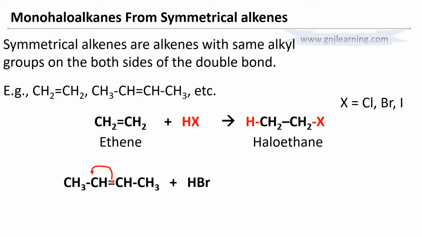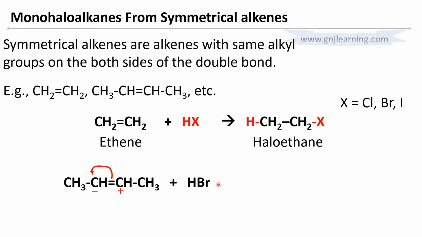If this pair of electrons is moving onto this carbon, what happens? This carbon will now be negatively charged, which we call a carbanion. And what happened to this carbon? This will become positively charged. So I will write it here. Once this electron pair moves onto this carbon, this will be negatively charged and this will be positively charged. Clear?